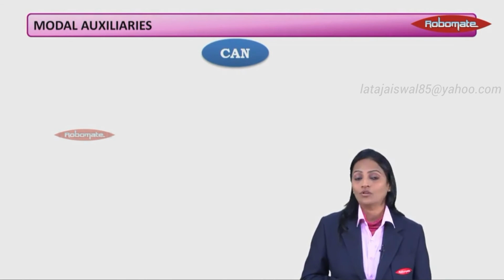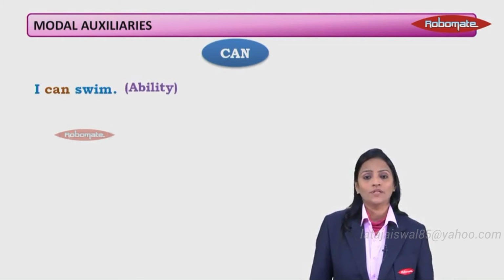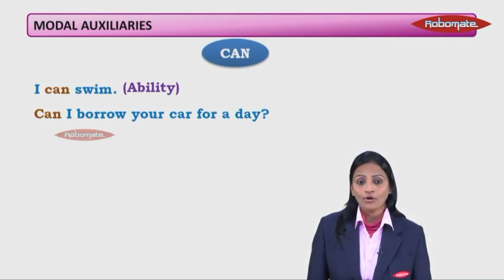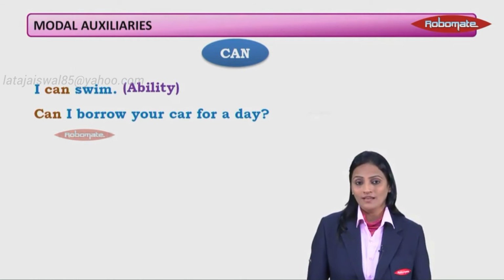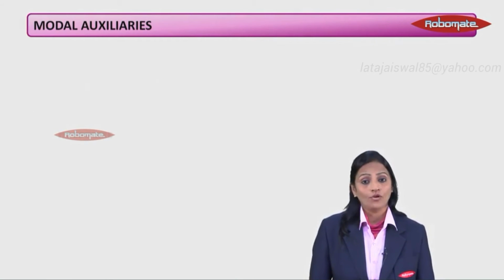Let's take the modal auxiliary can. Now look at this sentence. I can swim. Simple. It is ability. We've done that before. But if I say, can I borrow your car for a day? It doesn't talk about the ability. Here it is clearly permission. Now we move on to the next one.